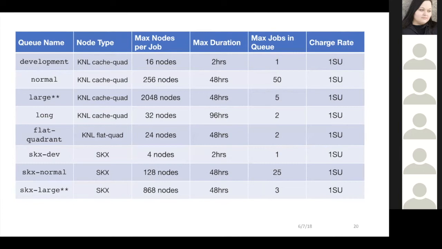Basically, this means that you have access to a specific partition of the MCDRAM, and we configure most of our KNL nodes this way because it is more efficient for what most users are doing. We do, however, also provide flat quadrant mode.